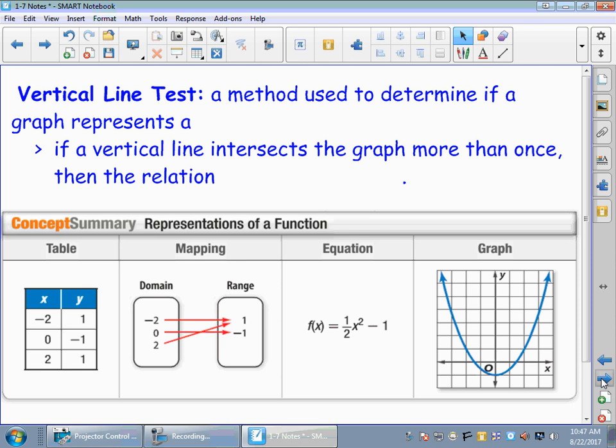The vertical line test is the quick and easy way to determine if you have a graph that's a function. So if a vertical line intersects the graph more than once, then it is not a function.